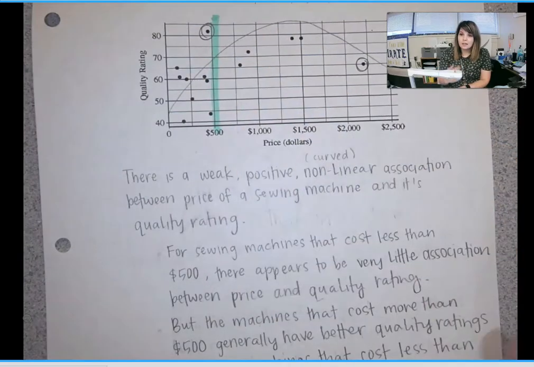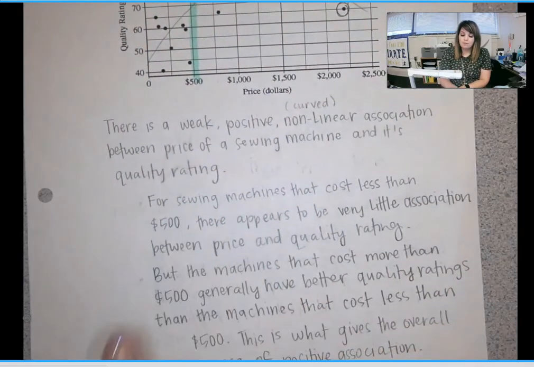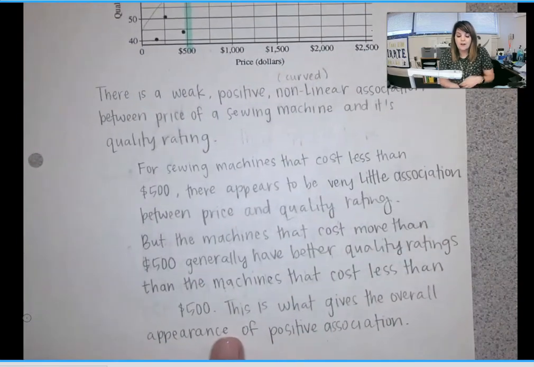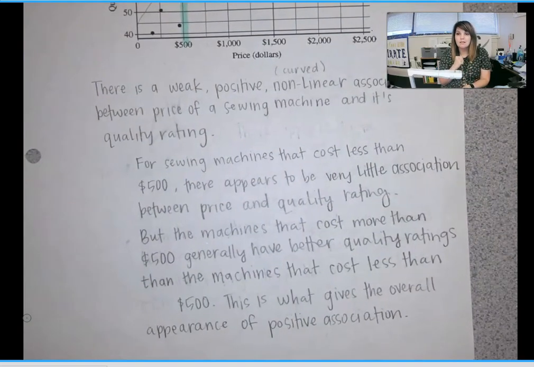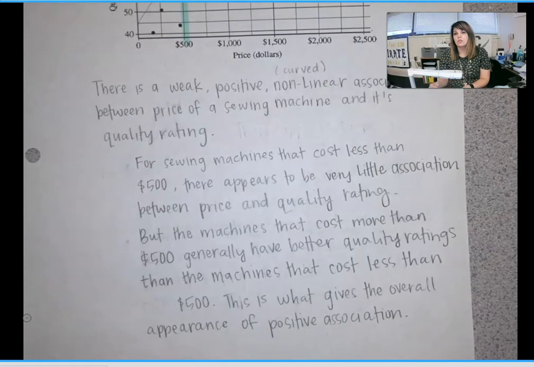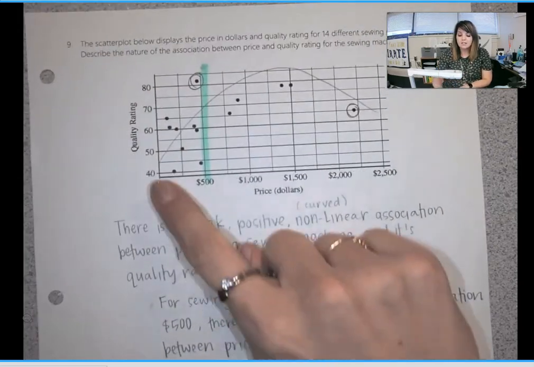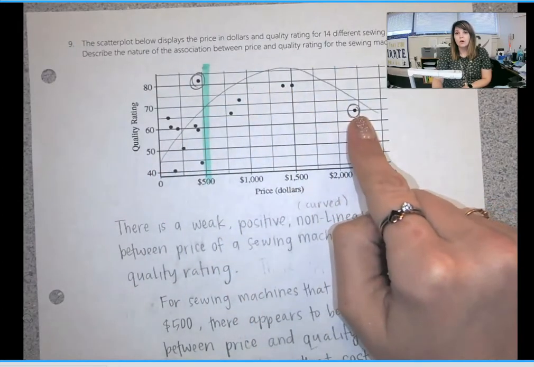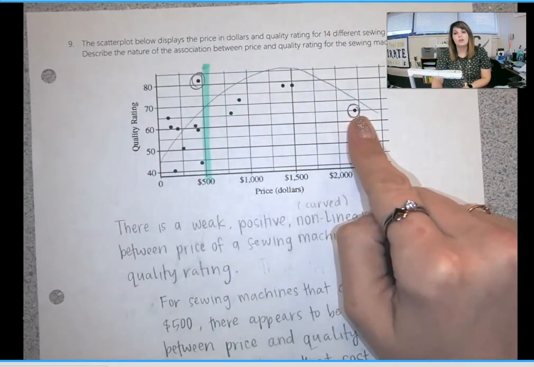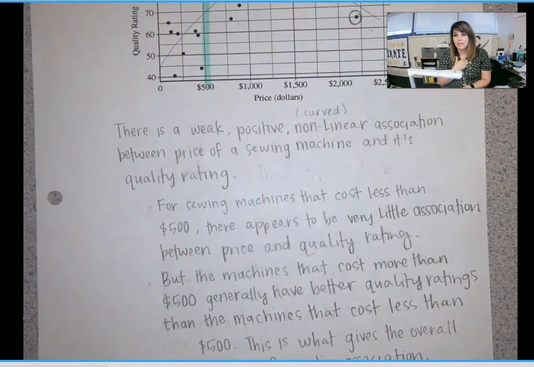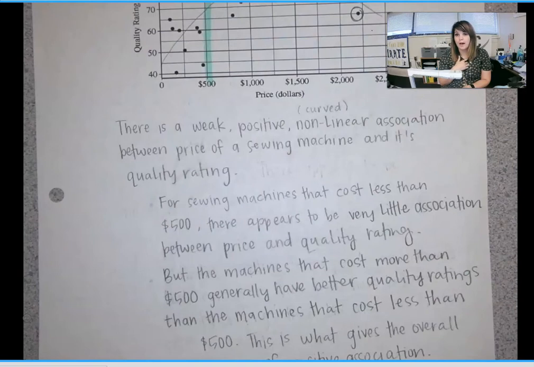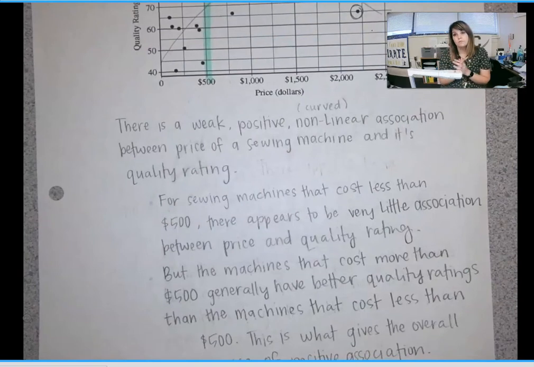So what I ended up deciding on was saying for sewing machines that cost less than $500, there is very little association between price and quality rating. I decided to say very little association as opposed to no association because when you see the whole graph, the overall direction is positive. I personally would not mark you wrong for saying no association, and I'm not sure if the AP board would have. So there's that.